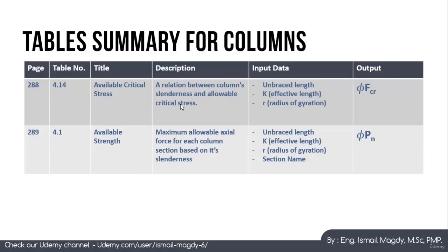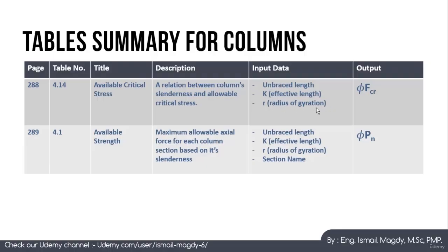This table gives you a relation between the column's slenderness and the allowable critical stress. And this table gives you the maximum allowable axial force for each column based on its slenderness. For each of those tables, you need to have the unbraced length. You need to have the K, which is the effective length parameter, which we discussed in our first introductory video. And you need to have r, which is the radius of gyration.